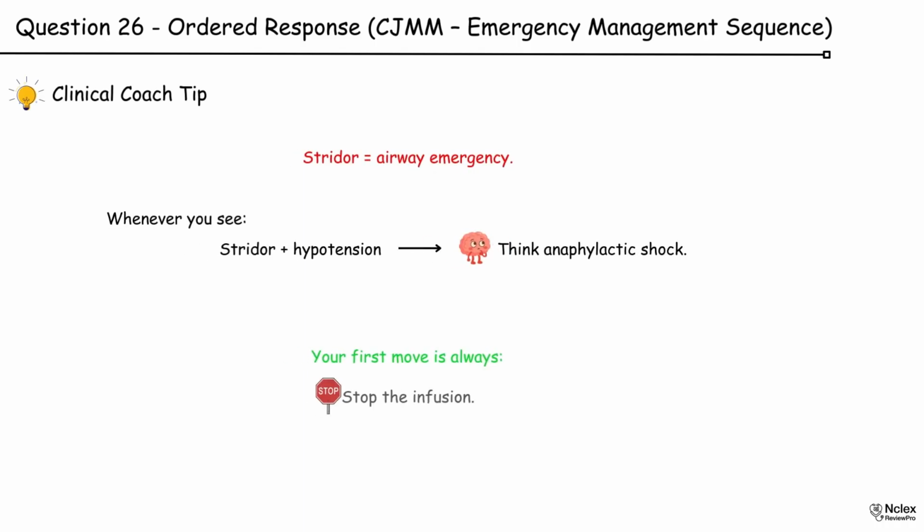Now here's the clinical coaching point. Stridor plus hypotension equals anaphylactic shock until proven otherwise. The exam tests whether you jump to medication administration before stopping the cause. Your first move is always to stop the infusion. Sequence determines safety. And NCLEX rewards safe, structured thinking in emergency situations. All right, let's move on to the next question.